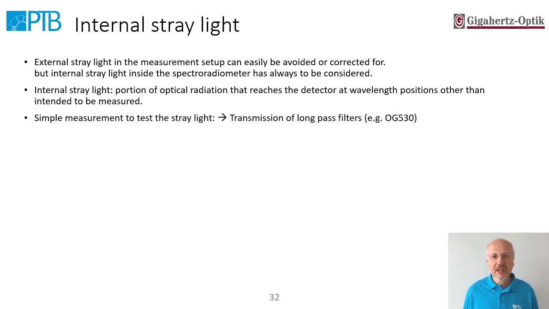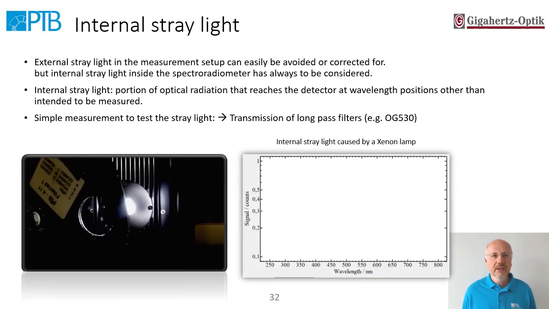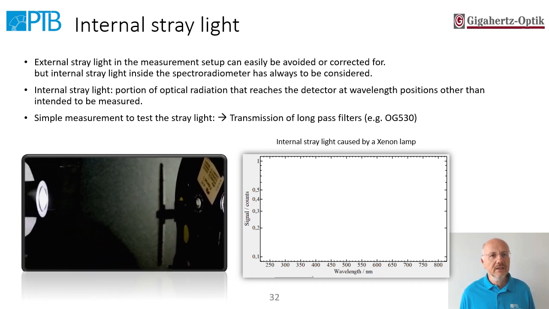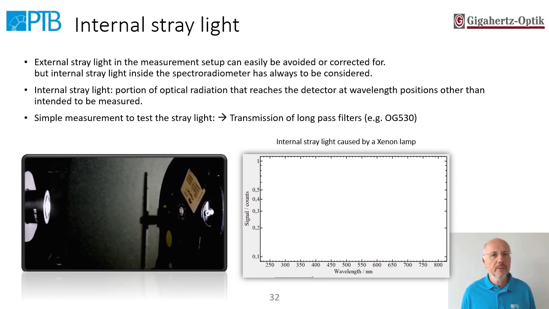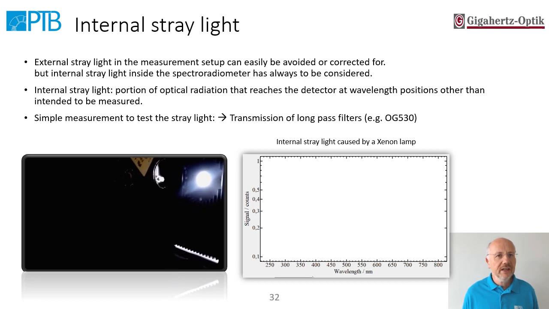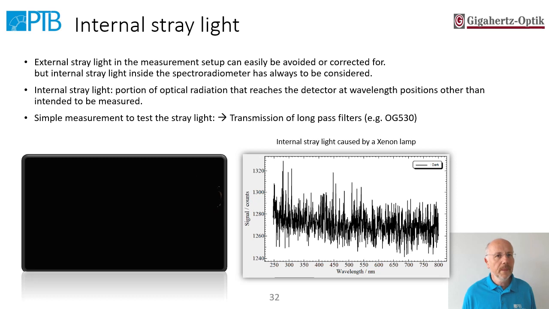You can easily check this by a simple method. You determine the transmission of a long pass filter, for example OG530, with your instrument, and then you can easily see stray light. Here in this experiment we have a xenon lamp and a filter wheel, and we have the diffuser, the entrance optics of our spectroradiometers. And we perform first of all a dark measurement. That means that the filter position is moved to a blocking position. Dark measurements, as I already said, are always important. Then we open the filter wheel again.